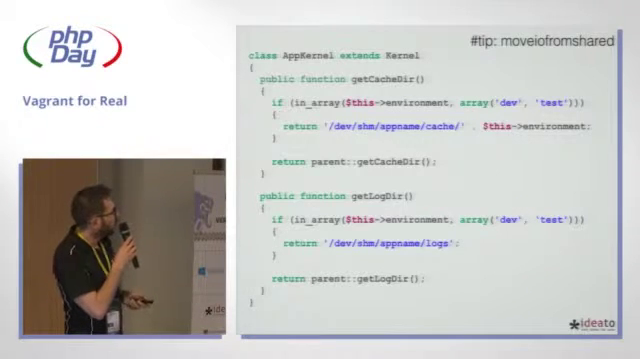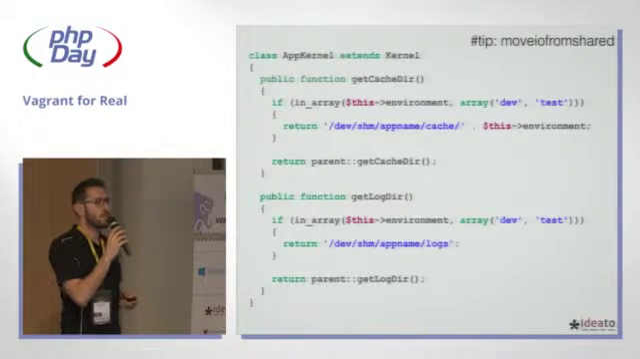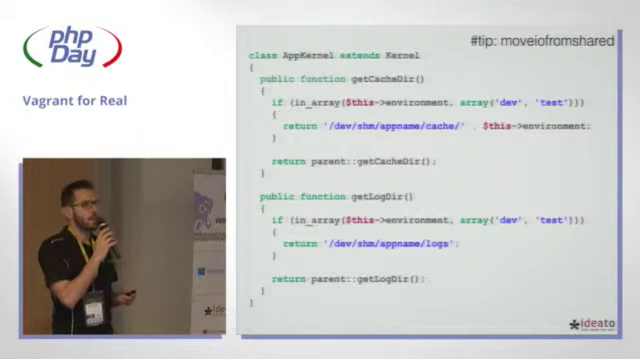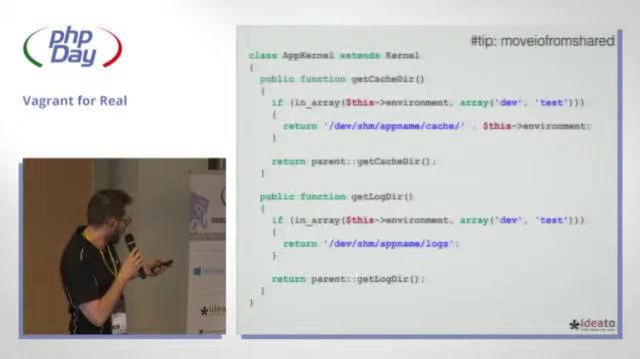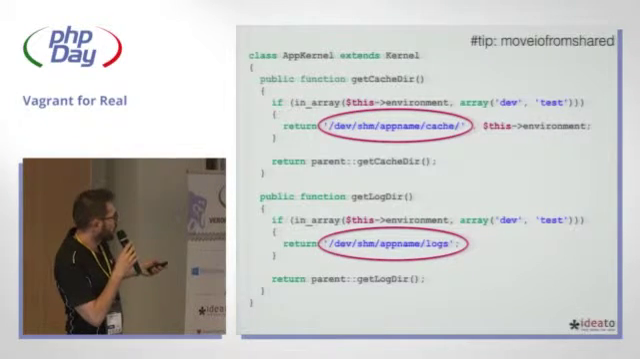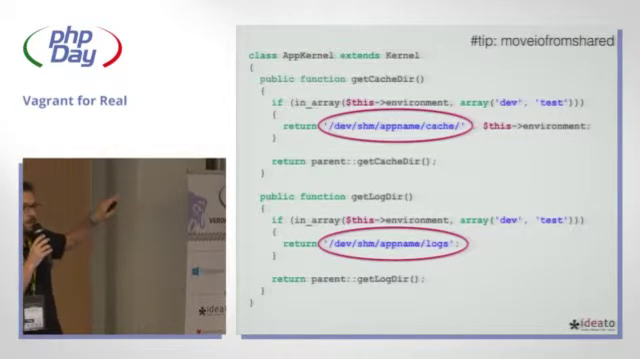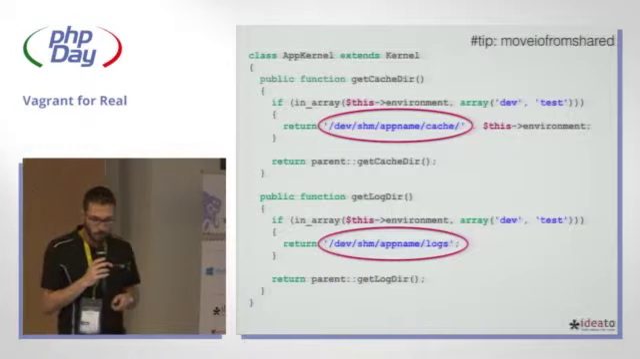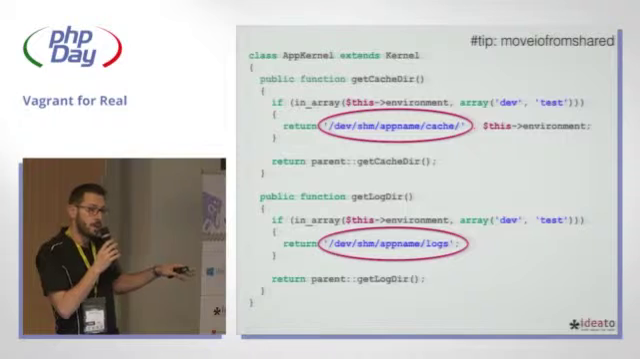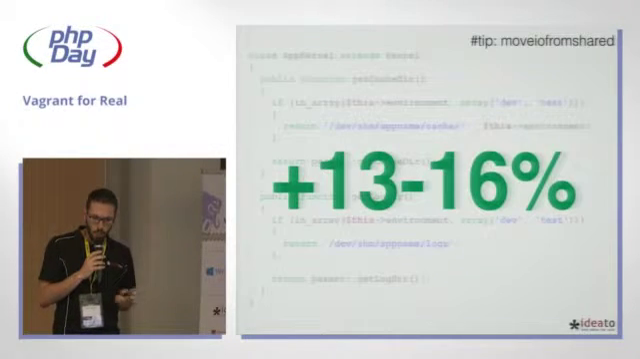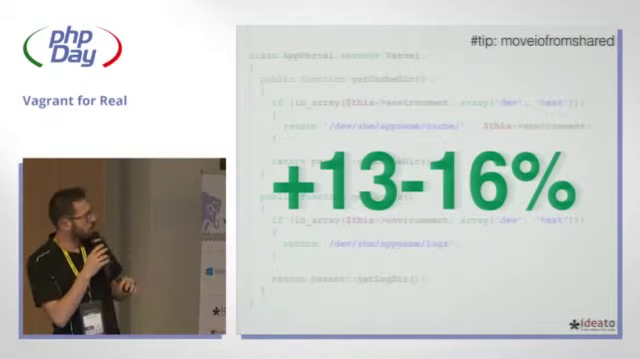Here is an example of how to do it in Symfony 2. How many of you use Symfony 2 for developing? Okay, not that many. It's not really important. You just need to remember that /dev/shm is the shared memory, which means that all the stuff you put here goes in RAM. In this way, we are basically moving the cache directory and the log directory into the RAM. By doing this, we experienced a performance improvement from 13 to 16%.